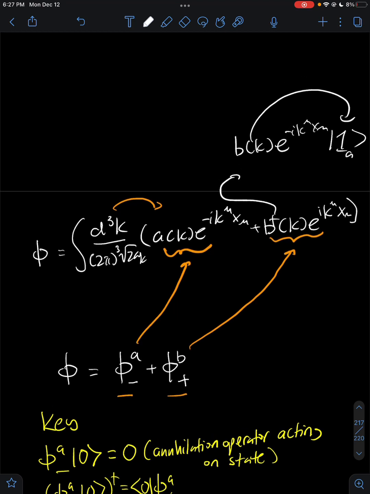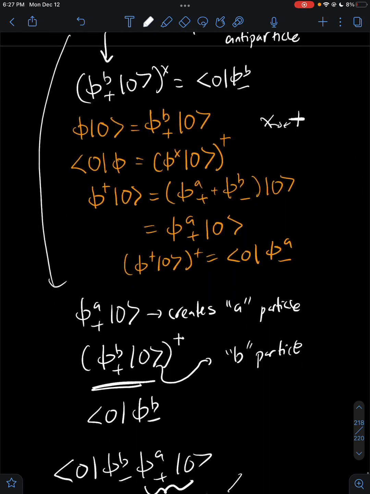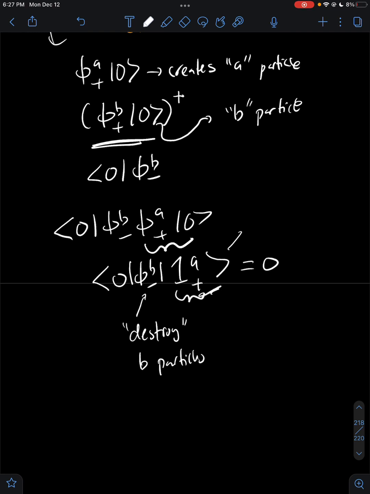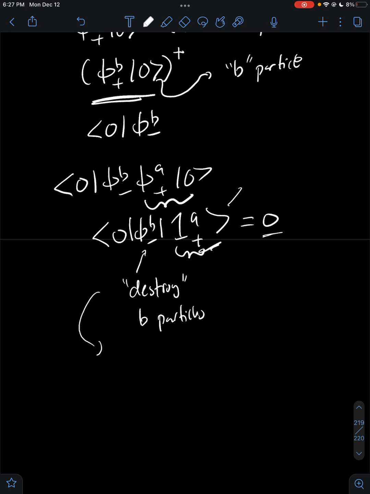Like, we're just going to have a momentum state there, and it's going to destroy that momentum state, basically. But just using that sort of intuition, we can deduce that this is going to be 0. So this is telling us that a particle can't transform into an antiparticle.